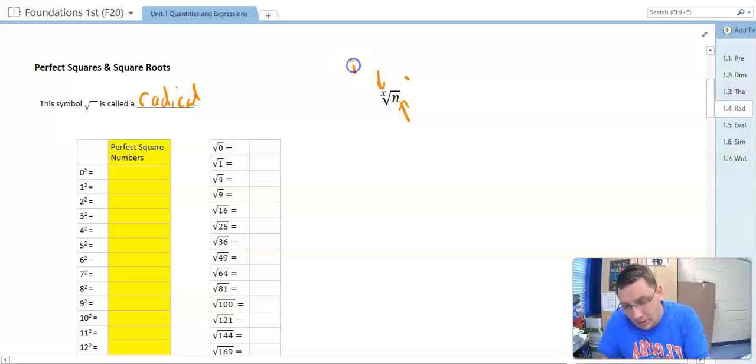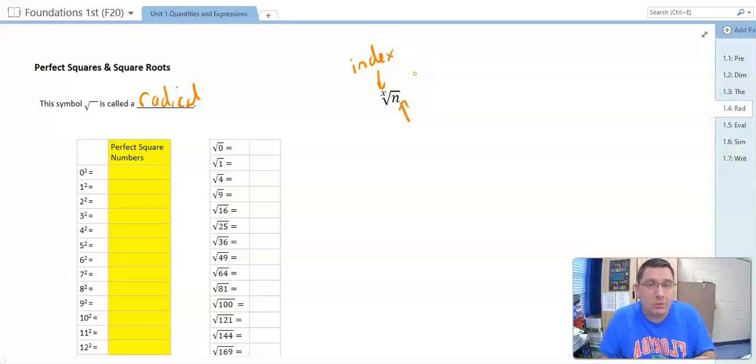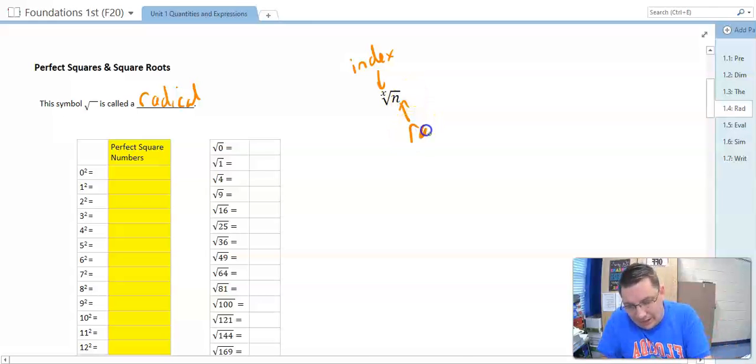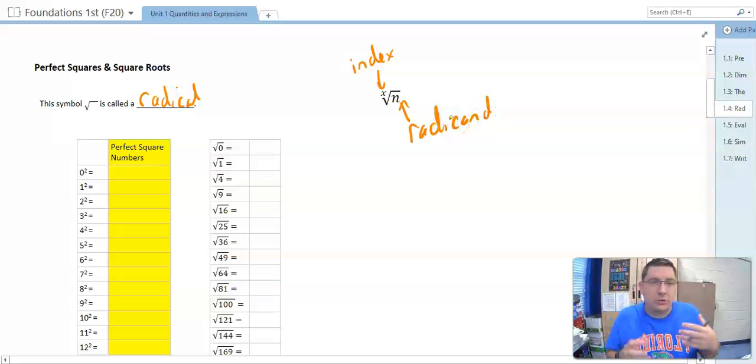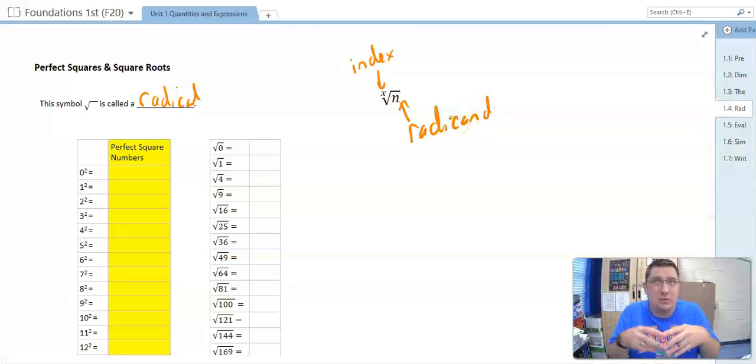And that number is called the index, and it tells us what root we're taking. And so again, if there's no number, we assume it's 2, and that means we're doing square root. But if there's a number there, we take that root. And we'll talk more about those later on. I just want you to know the name of it for now. The n is called the radicand. Radicand. And so that's the number that's under the radical, and it's telling us what we're taking the root of.